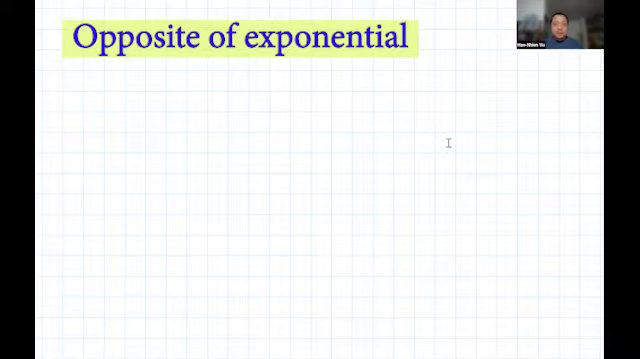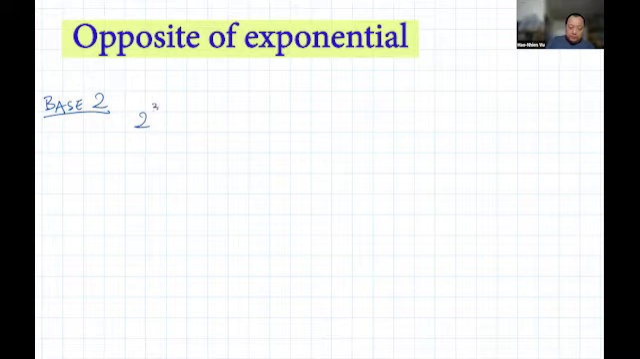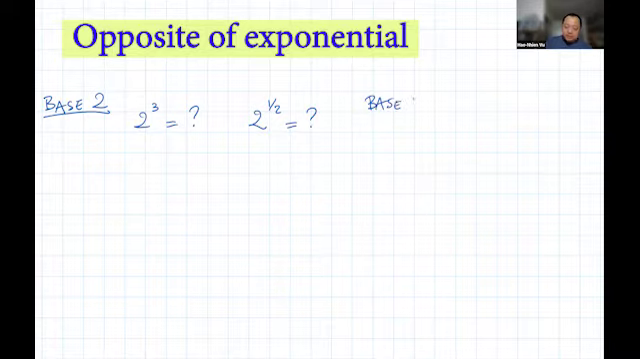Logarithm is basically the opposite of exponentials. Let's take a couple examples in base 2. We could be asking 2 to the third is equal to what? We could also be asking 2 to the 1/2 is equal to what? Or maybe in a different base, let's say base 5. 5 to negative 1 is equal to what?